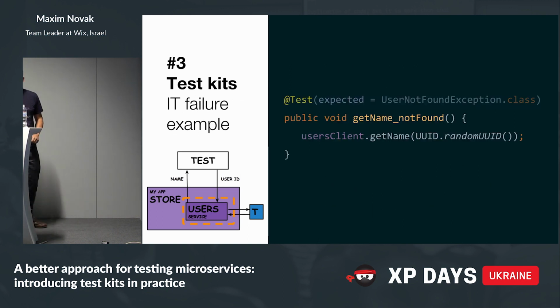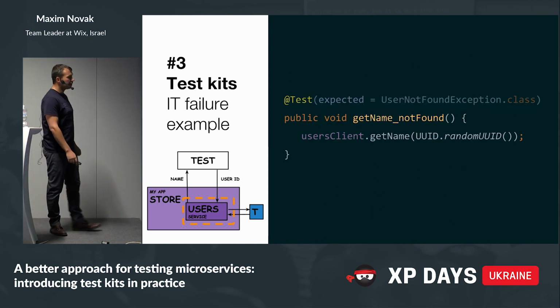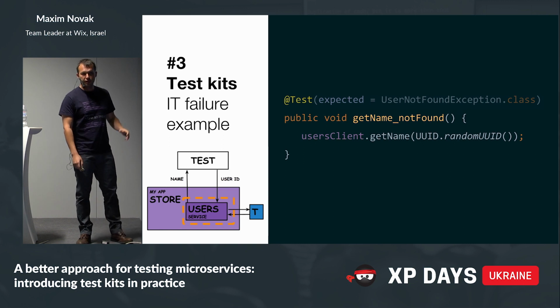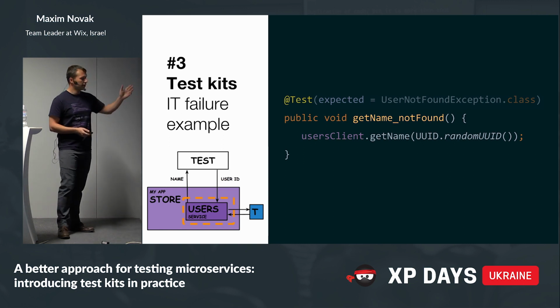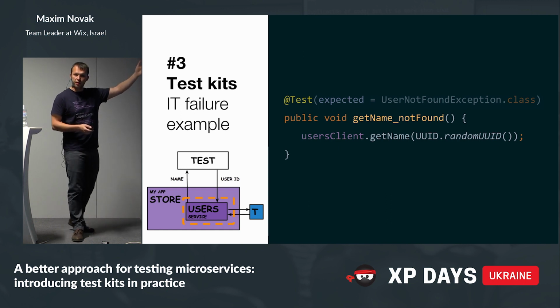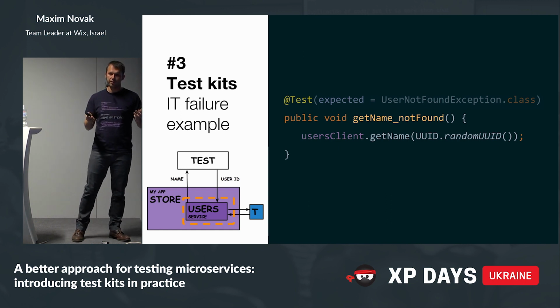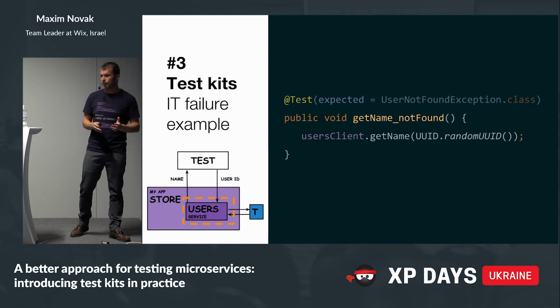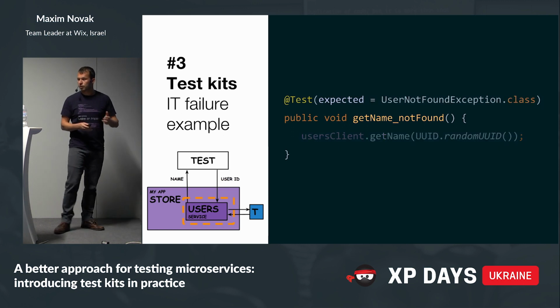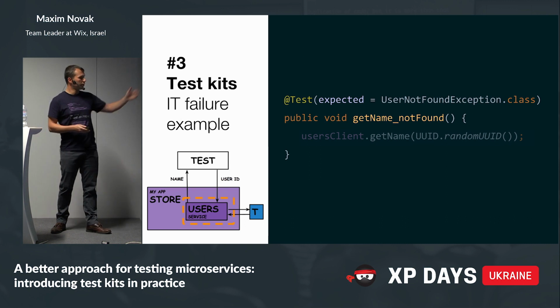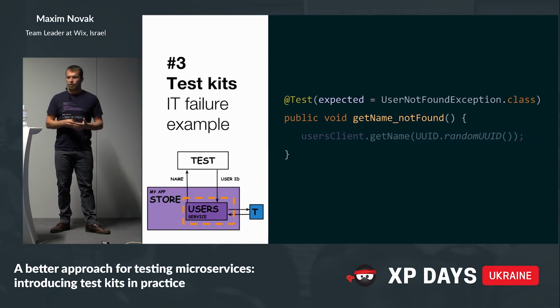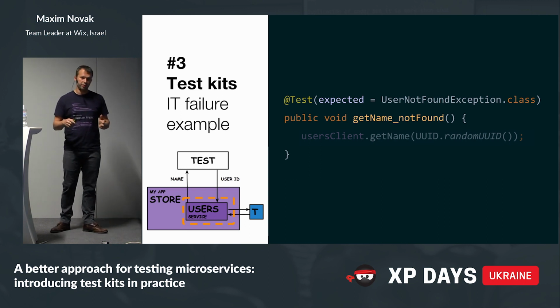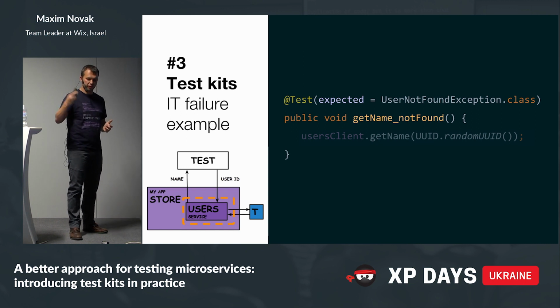Now, the not found case is a bit more interesting here, because now we don't even need to set it up, right? We just try to get the name, and the test kit already knows how to behave when there is no such user set up in the test kit. So it will work as expected. Now we also know that the protocol is correct, and the schema is correct, and everything is correct because it was provided to us by the service provider.